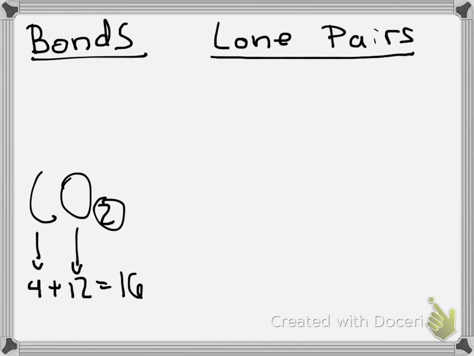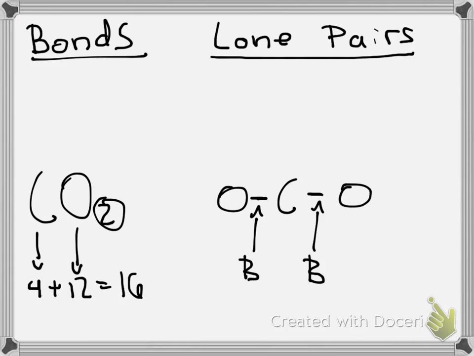So now, we need to draw the Lewis structure. The first element will usually go in the middle, and then on the outside, we'll have oxygen here and there. And both of these are bonds. So far we have 2 bonds. And each bond counts for 2 electrons. So now we have to take 4 away from 16. So now we have 12 electrons left.